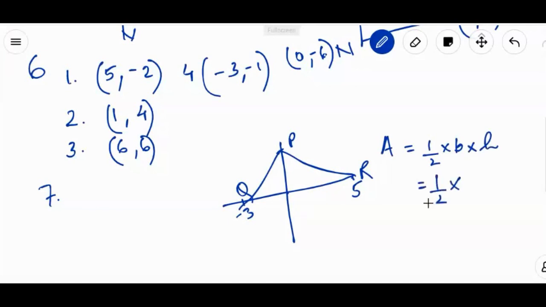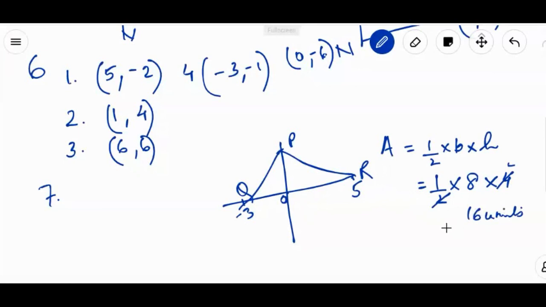Now base means count the units. 5 units this side, 3 units this side. This is 0 in between, and a sign you don't take into consideration. So the base will be 8, and height will be how much? 4. This is what you will get. So half into 8 into 4, this is 16 square units.